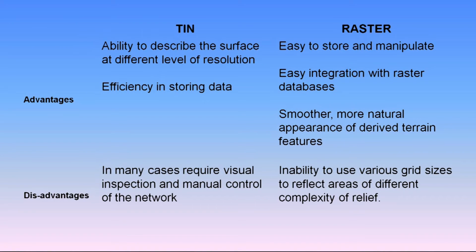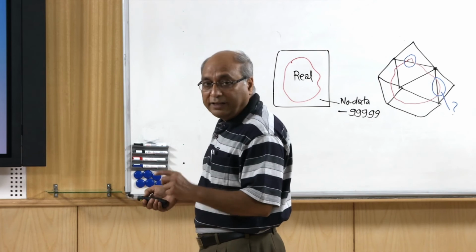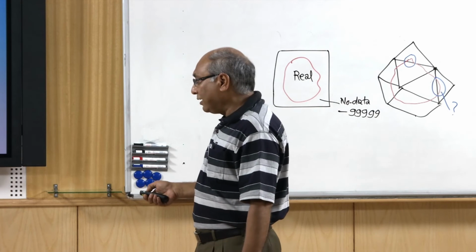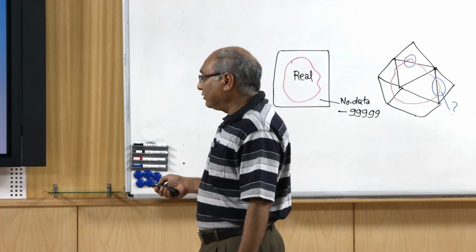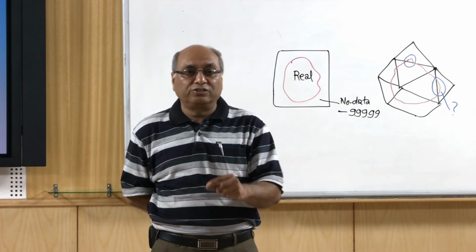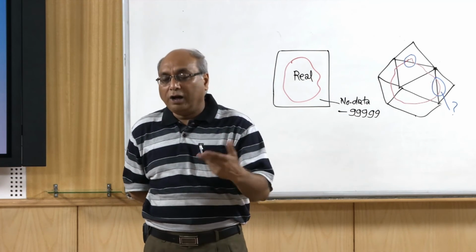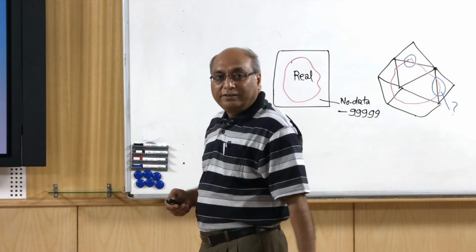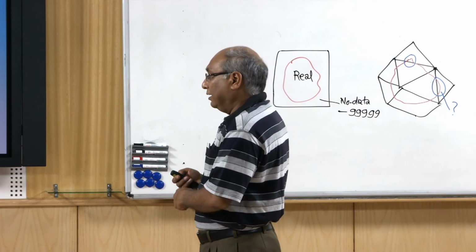Looks in case of raster may not be the same as in case of TIN, and in many cases it is a disadvantage. Many cases require visual inspection and manual control of the network. Sometimes you get problems that cannot be automatically solved, so manual human intervention is required at this stage. But in case of raster such problems may not come. Another disadvantage is the inability to use various grid sizes: if I want to see the high complexity of relief, I have to adopt higher and higher spatial resolution. So these are the advantages and disadvantages associated with TIN and raster.